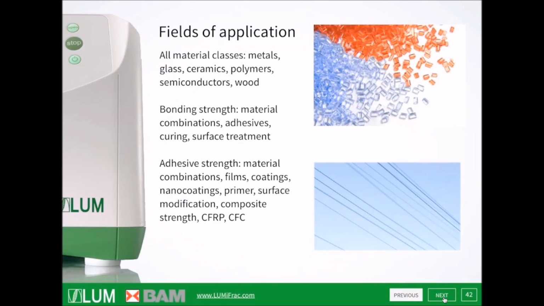And the next point is that we can of course also measure adhesive strengths. Here it's very interesting that it's not necessary to clamp in or to fit in a special point the substrate, so you are very flexible. And again, of course, you may test different material combinations, you may test films, you may test coatings, nano coatings, the primers which are often used to increase the adhesive strength. You can look at the effect of surface modifications, and you can come to composite strengths for some carbon fiber reinforced composites and so on.